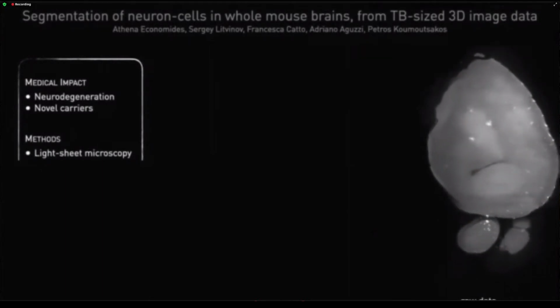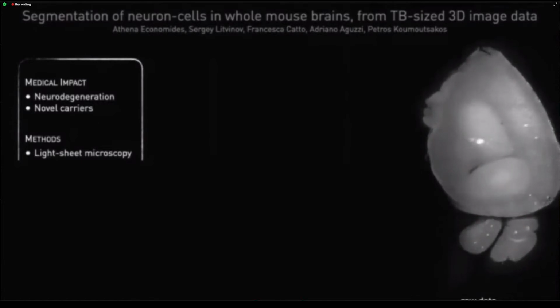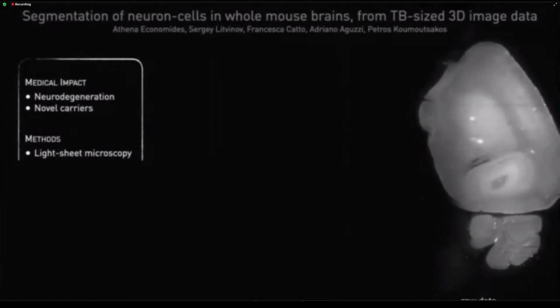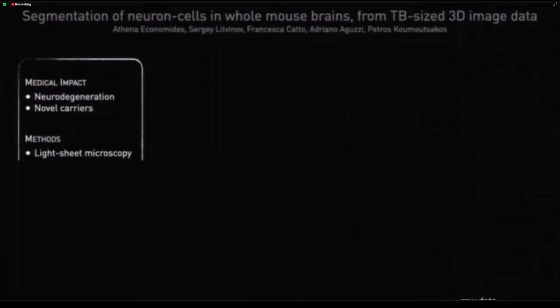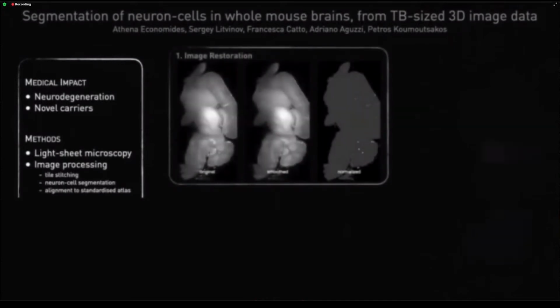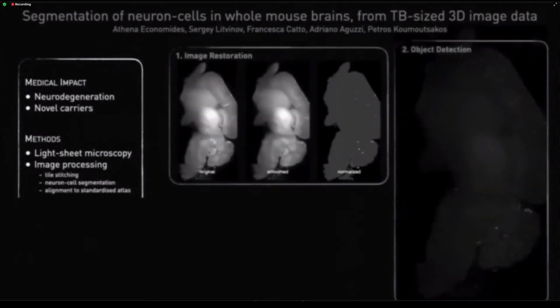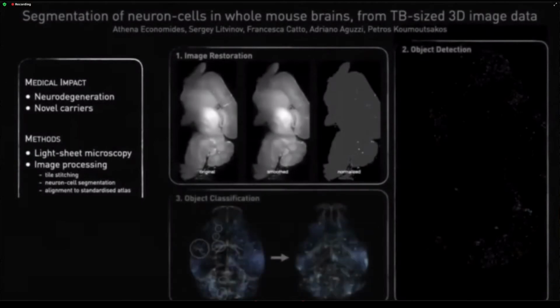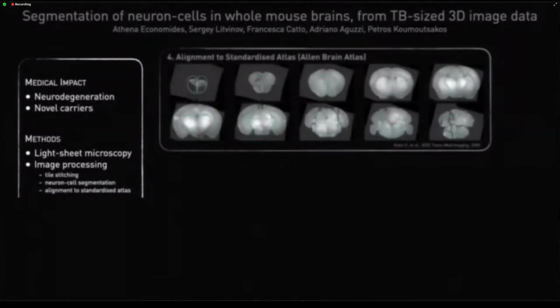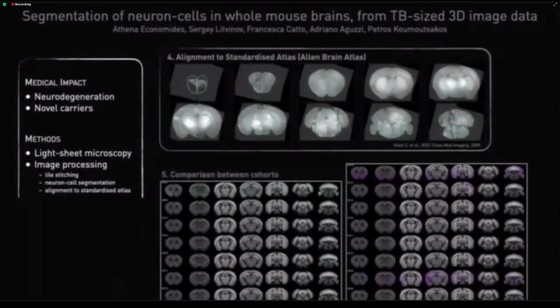Our pipeline includes tile stitching for the reconstruction of whole brain data from the microscope scans, neuron cell segmentation using image restoration, object detection through edge detection filters, and object classification in order to eliminate potential artifacts. Lastly, we use spatial mapping of the detected cells to standardized mouse brain geometry, in this way enabling the comparison of cell distribution among multiple samples and comparison between different cohorts.